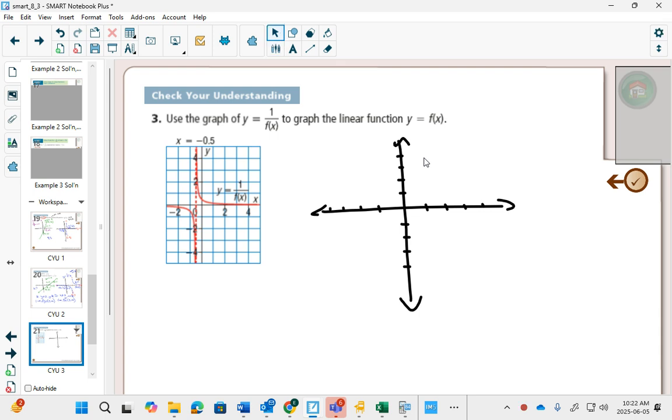Okay. So first of all, we see here that x equals negative 0.5, which is the same as negative 1/2. That is your asymptote. That's going to be your non-permissible value. What does that mean on our graph? That means on our graph, we're going to have the point negative 1/2, comma 0.